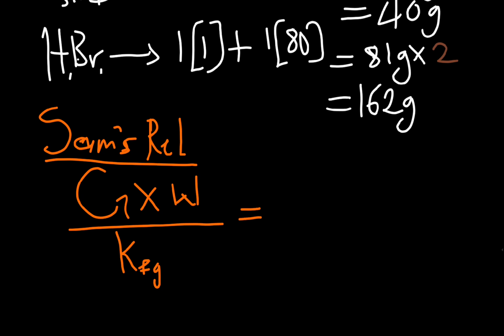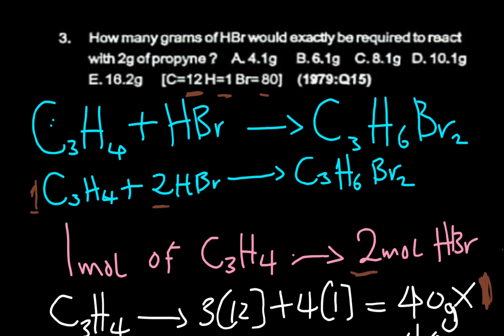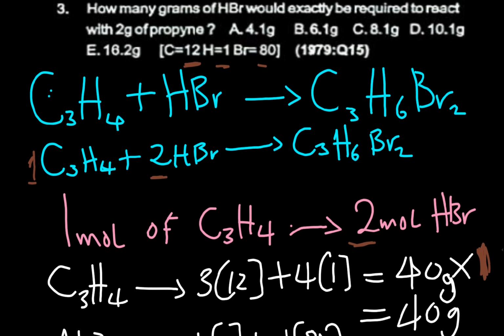We'll go back to our question now. Our question says, how many grams of hydrogen bromide would exactly be required to react with 2 grams of propyne? That's what they're asking you to solve for, which is what we want. 2 grams of propyne is what is given, so you would write there 2. What do we want? We'll write the molar mass of hydrogen bromide, which is 162, over what is known from what is given, which is 40 grams, the molar mass of propyne.